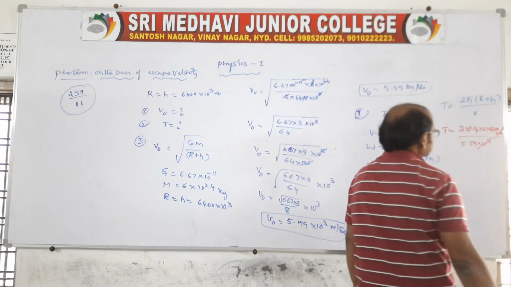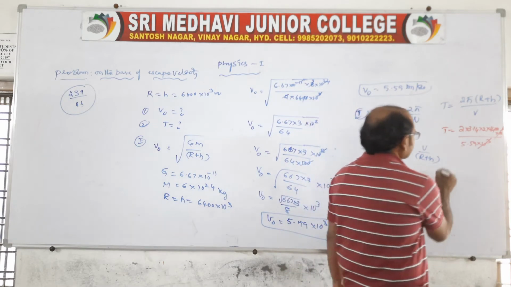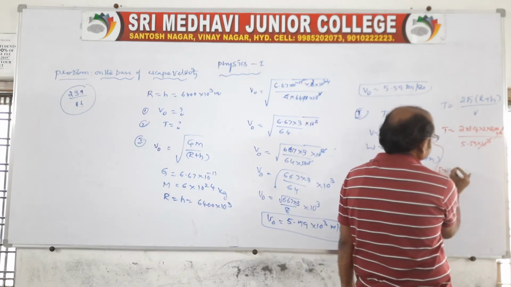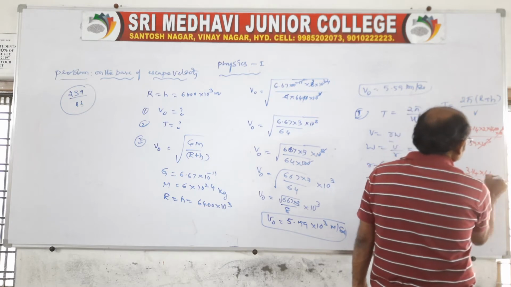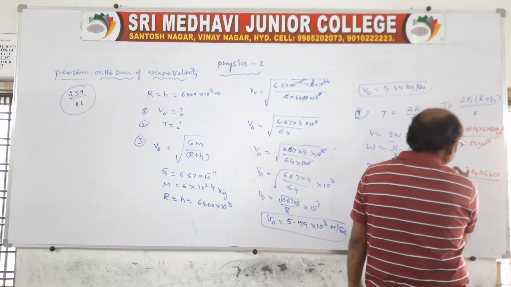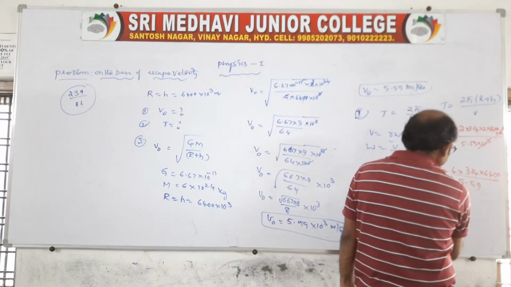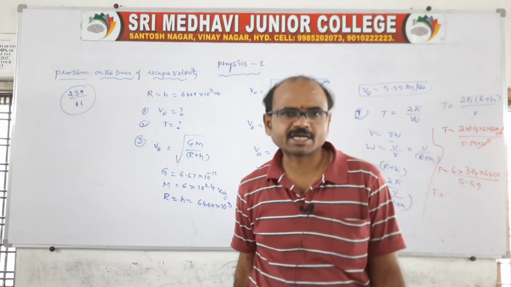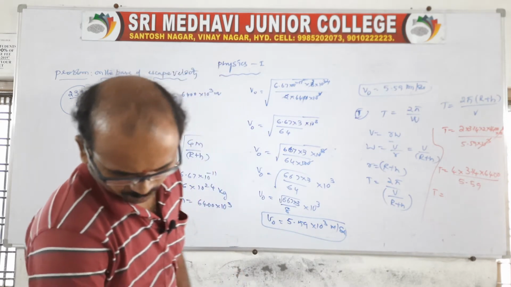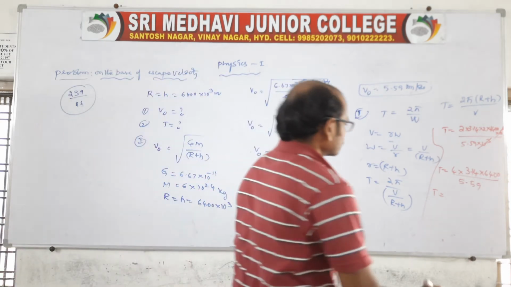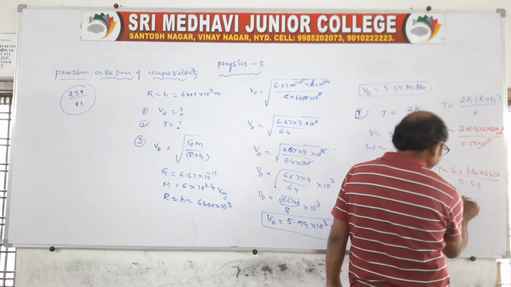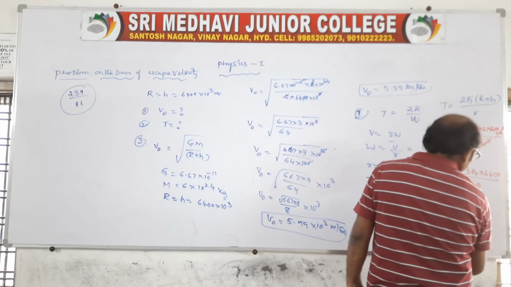You convert into meters, and 10 power 3 is cancelled. Therefore the time period will be T is equal to 4 into 3.14 into 64 by 5.59. Suppose you simplify this, you may get the final answer approximately 3.94 hours, or you say it is 4 hours.